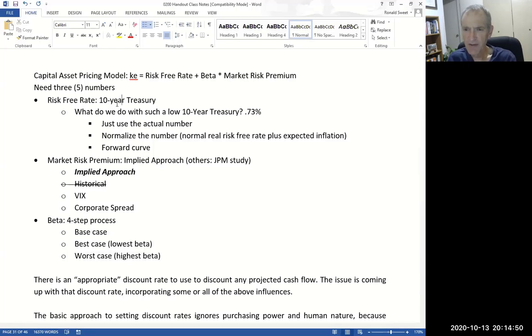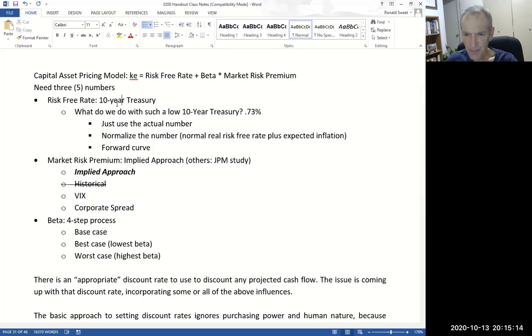It used to be, when I was doing this 25 years ago, a piece of cake. For your risk-free rate, you just got the 10-year treasury. For the market risk premium, you just got Dr. Ibbotson's historical number. And for beta, you just got the beta for the company. Piece of cake, everything was easy. Right now, we're in a period of time where all of these numbers are suspect.